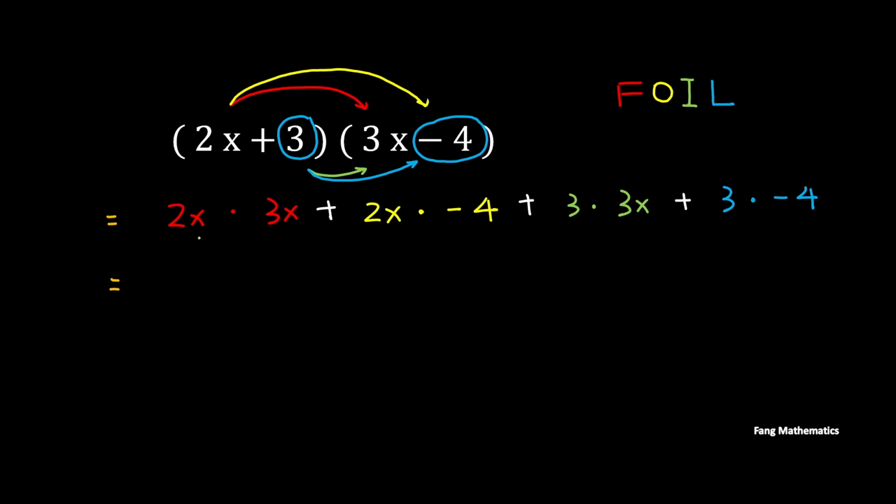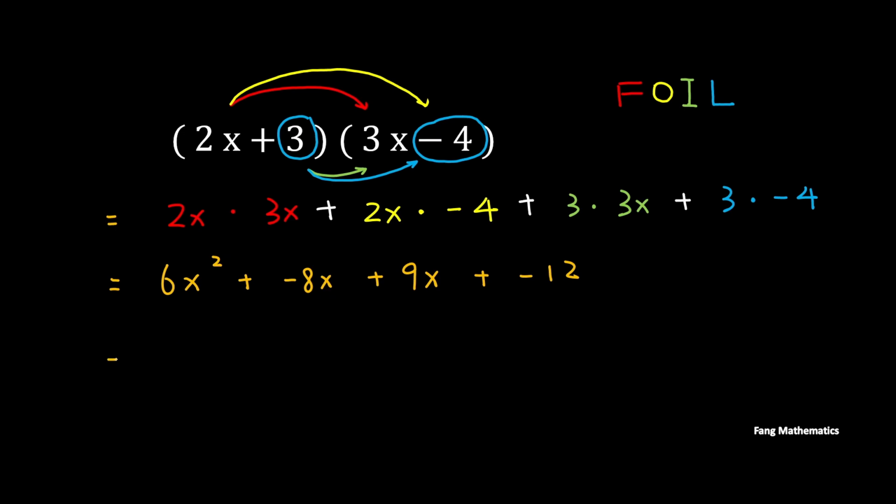Looking at the first term we have, 2 times 3 should give you 6. x times x. x is being multiplied by itself 2 times. The next, you have 2x times minus 4. I believe that should give you minus 8x. Remember the plus sign, we will remove that later. And plus 3 times 3x. So 3 times 3 should give you 9x. And the last, 3 times minus 4, that should give you minus 12.